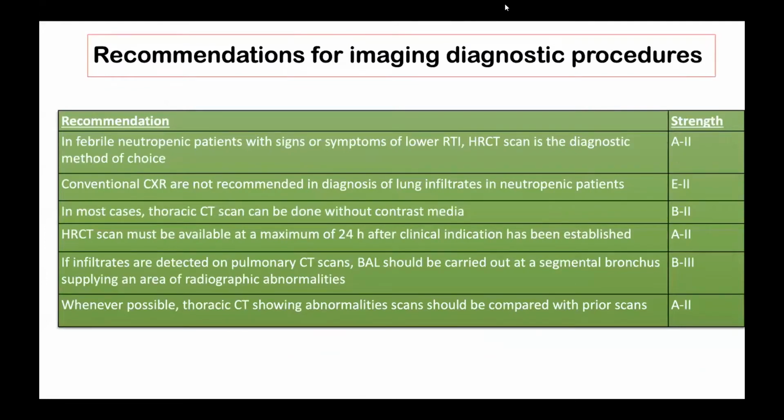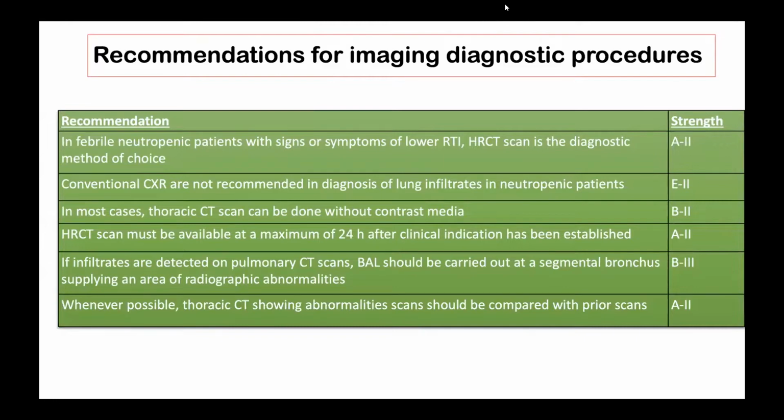These are recommendations specifically talking about imaging. So in neutropenic patients with signs or symptoms of lower respiratory tract infection, HRCT is the diagnostic method of choice. So there is evidence A2 for that. Conventional chest X-ray is usually not recommended, at least in the child with progressive disease or who has failed usual therapy.